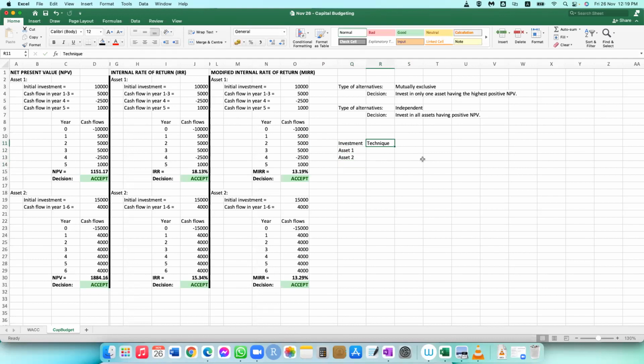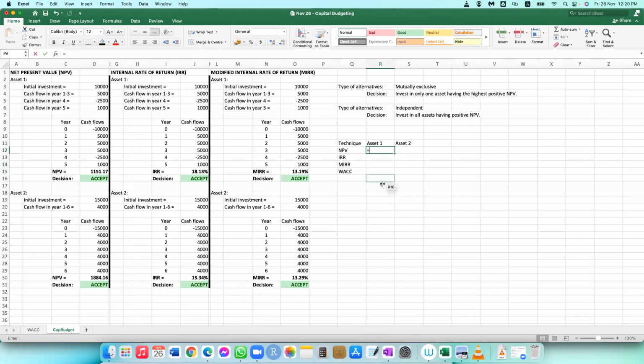Asset 1, okay. Let me do it in this manner. Asset 1, asset 2. And this one is technique: NPV, then IRR, then MIRR. We also need the cost of capital, WACC, because we need to compare.